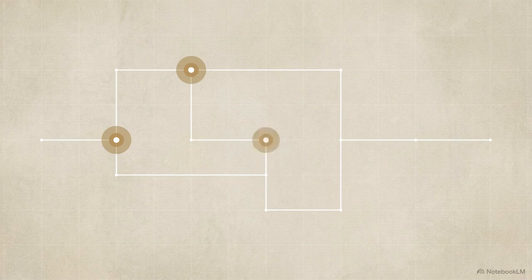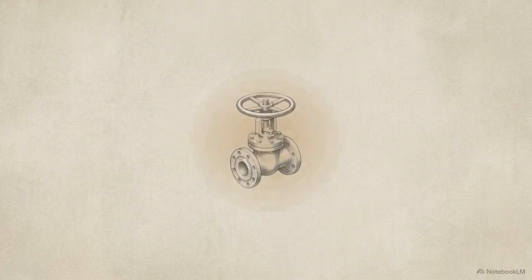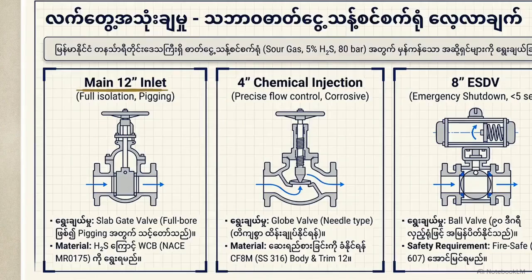We are now going to reverse engineer the mechanical topology for 5 critical nodes within our offshore sour gas system. Our objective is to translate abstract fluid dynamic requirements, like flow rate, pressure drop, and chemical composition, into the exact mechanical architectures built to withstand industrial punishment. Node 1 is the 12-inch main high-pressure inlet line. The engineering requirements here are explicit. We need fully unrestricted fluid flow, positive manual isolation for vessel maintenance, and a completely clear path to run pipeline cleaning devices, known as PIGs.